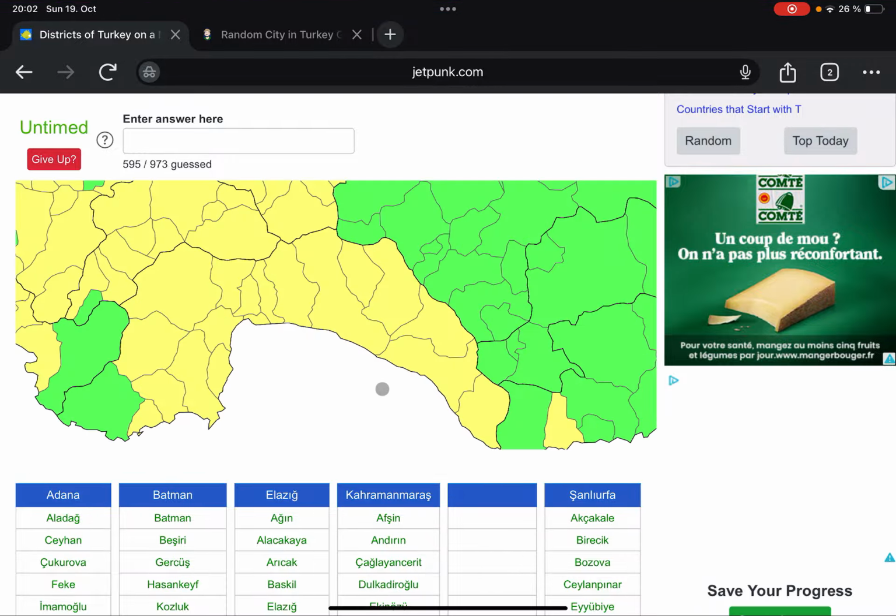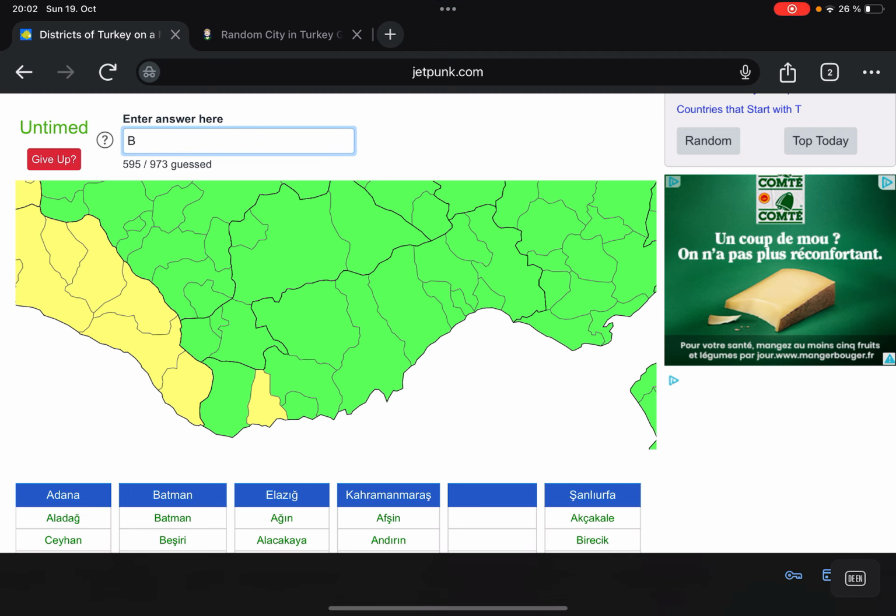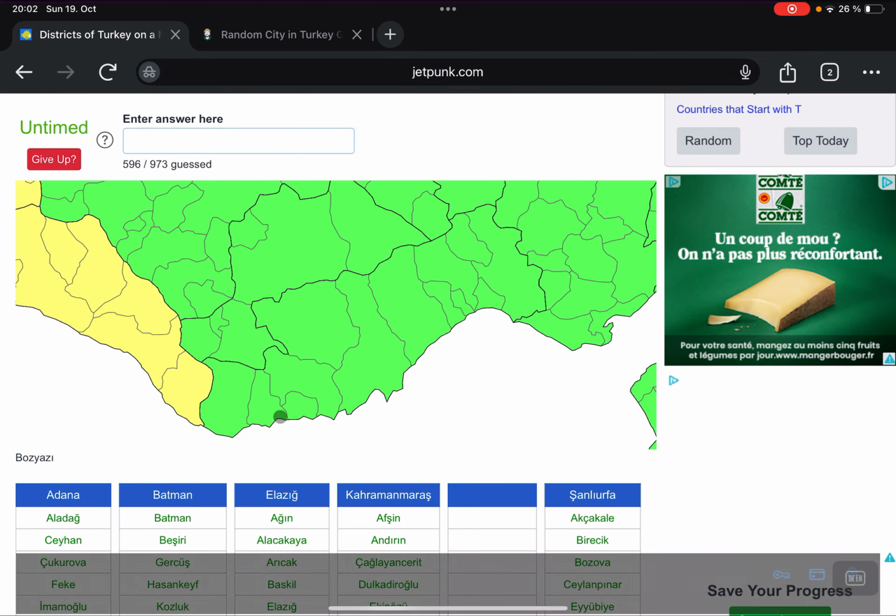Alright, still don't know what this one is. What could this be? It starts with a B, I'm sure of that. It's like something like, is it Bozkır? Yeah, okay.